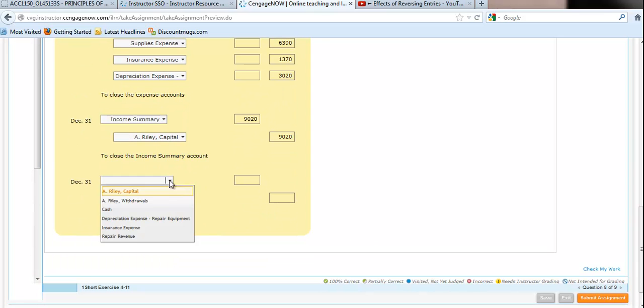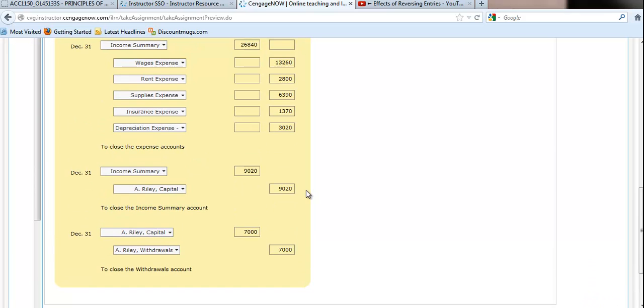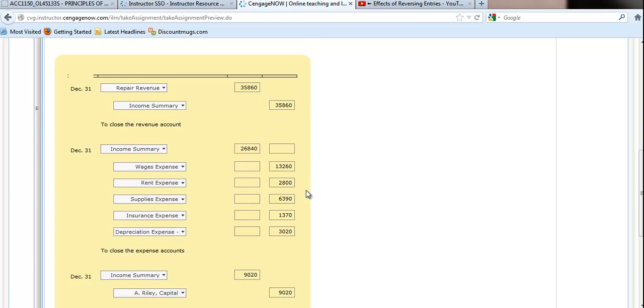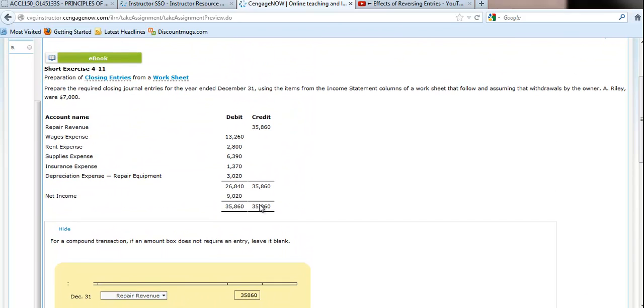So I'm going to debit my capital account for $7,000 and credit my drawing account for $7,000. And you have now completed all 4 steps of the closing process by taking the information directly from the worksheet.